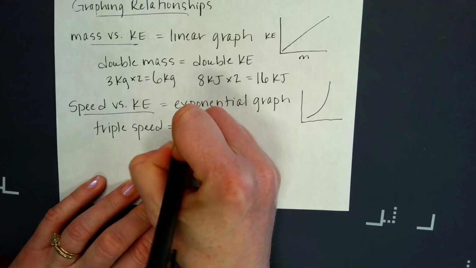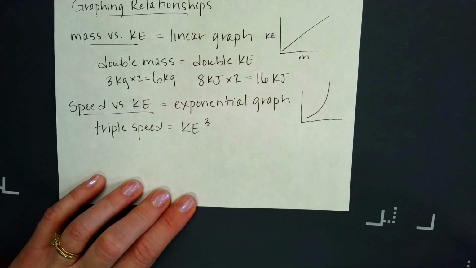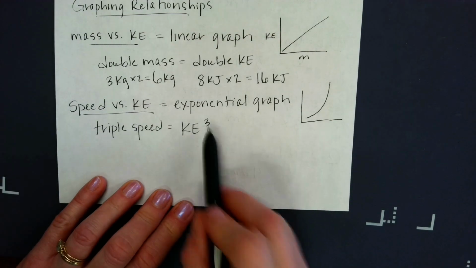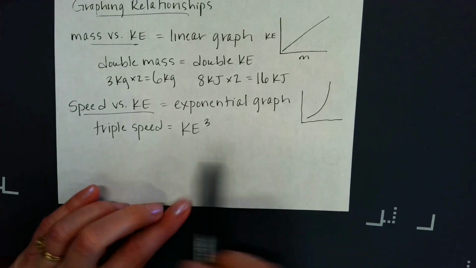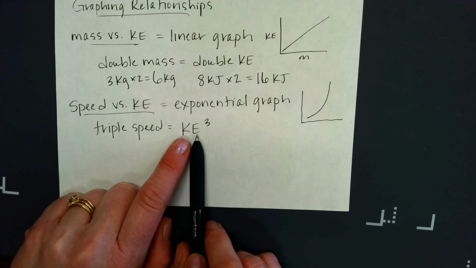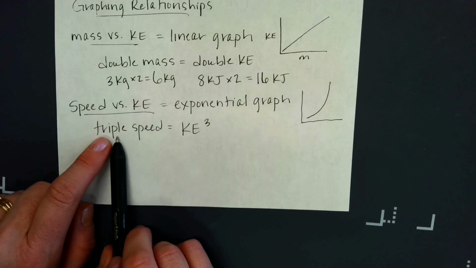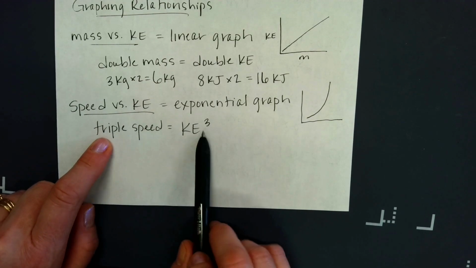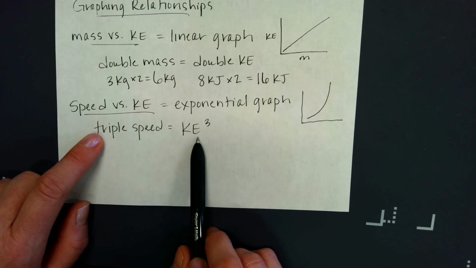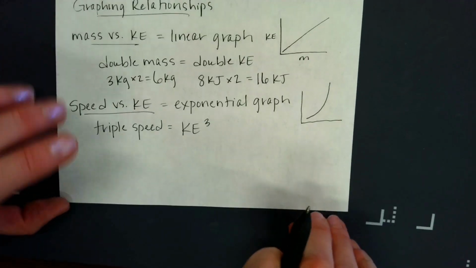Yep, very good. Yep, it increases to the power of 3. What if I quadrupled my speed? KE would go what? To the power of 4. Okay? If I took my speed times 5, what would my kinetic energy do? To the power of 5. See how that works? Okay? So we can do this mathematically again.